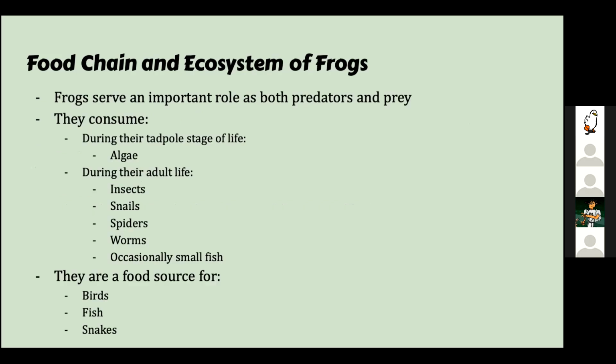When we look at the food chain of frogs, they serve an important role as both predators and prey. As tadpoles, they consume algae, and during their adult life, they consume small organisms such as insects, snails, and spiders. They are also a food source for birds, fish, and snakes.